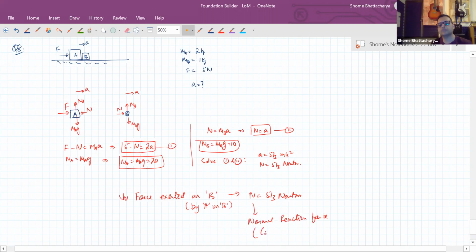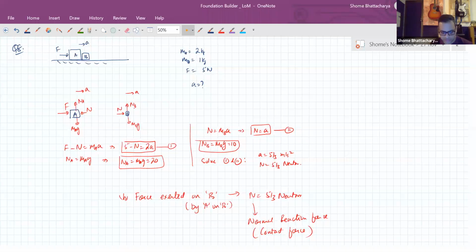So this is a contact force between the blocks. What is the origin of contact force? It is always intermolecular force, which is electrostatic in nature. Any sort of contact force comes as a result of the interaction between molecules, and that is electromagnetic in nature.